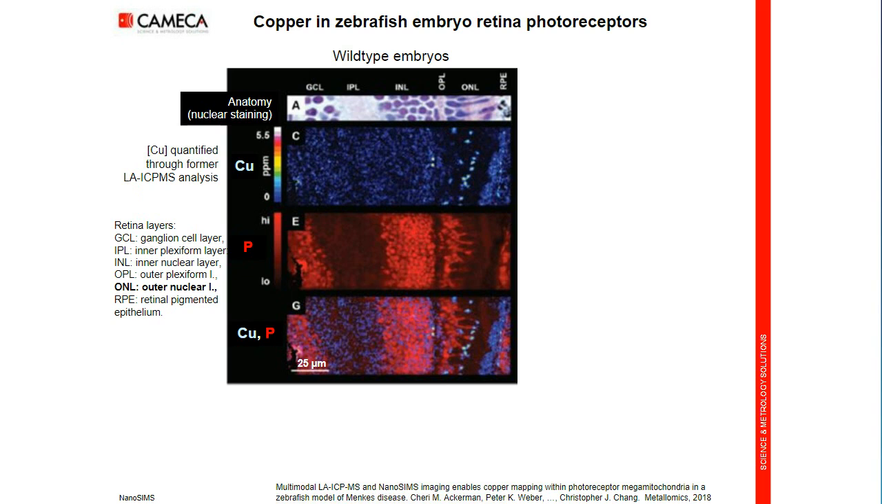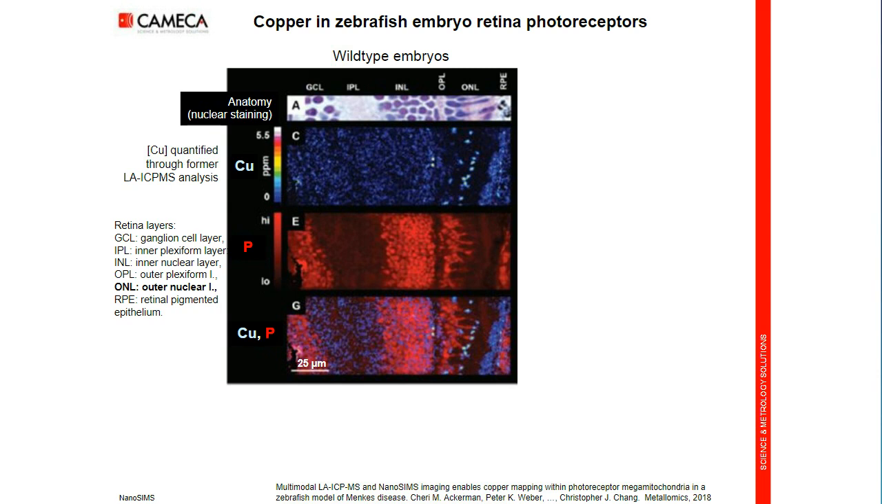So in this first image, you can see in the upper row an optical microscope image with nuclear staining, revealing the different layers of this cross section of retina. From left to right, the ganglion cell layer, the inner plexiform layer, the inner nuclear layer, the outer plexiform layer, and the outer nuclear layer. And finally, the retinal pigmented epithelium. What is imaged here in the second and third row is the copper signal and phosphorus image. And in the lower row, you can see a superimposition of copper in blue and phosphorus in red.